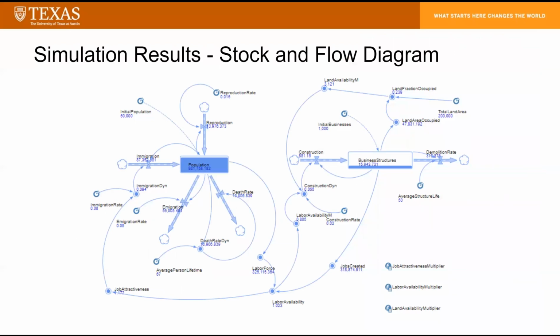So again, here's a visual representation of the stock and flow diagram that we created based on our different parameters, stocks, and rates in AnyLogic. You can see we had 2 stocks, population and business structures, with the associated flow rates as described previously, and then a number of different parameters and dynamic variables, and even some table variables as well in this model.